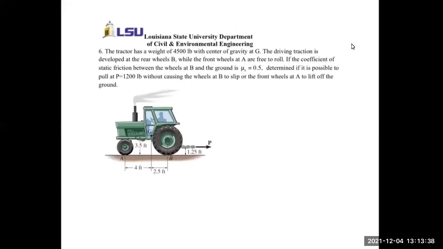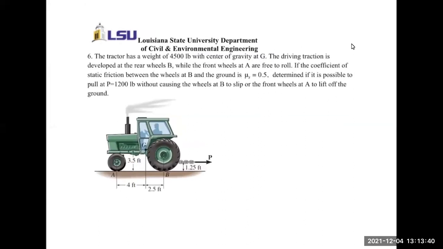Okay, guys, so this is another problem on friction. The problem says the tractor has a weight of 4,400 pounds with the center of gravity at G. The driving traction is developed at rear wheel B, while the front wheel at A is free to roll. So this basically means that there is no mu A.